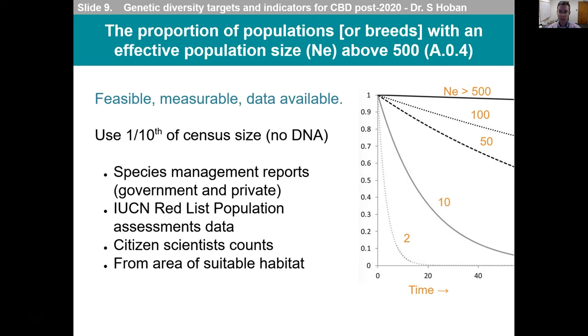The effective size generally can be estimated as about 1/10 of the census size. The census size can be found, and we will give you many examples throughout the webinar today of where to find this information. It can be found in species management reports from government or private conservation organizations, from the Red List assessment reports, from citizen science counts, or from area of suitable habitat.